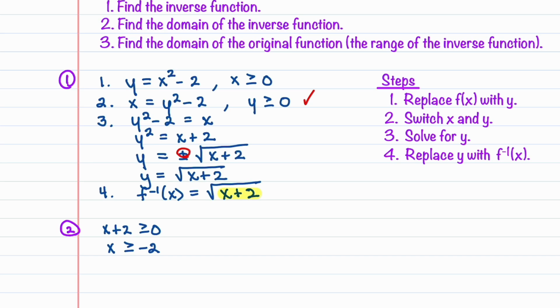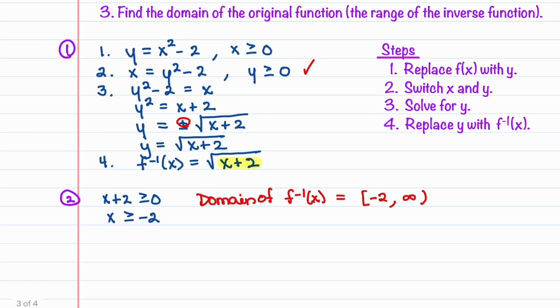So now let's write down our domain with this in mind. So our domain of f inverse of x is equal to all numbers greater than or equal to negative 2. So we can write this with a square bracket because it includes negative 2, comma, infinity. We're almost done. Let's now just do our third step.